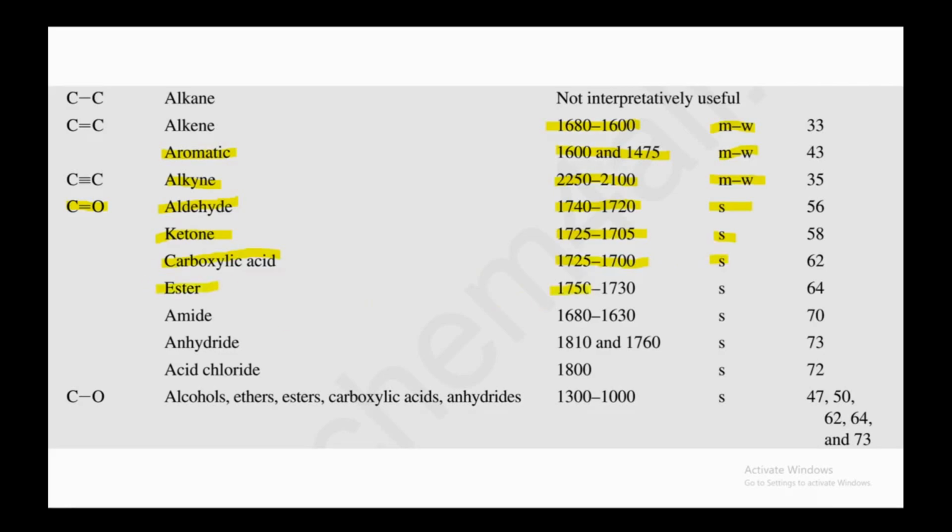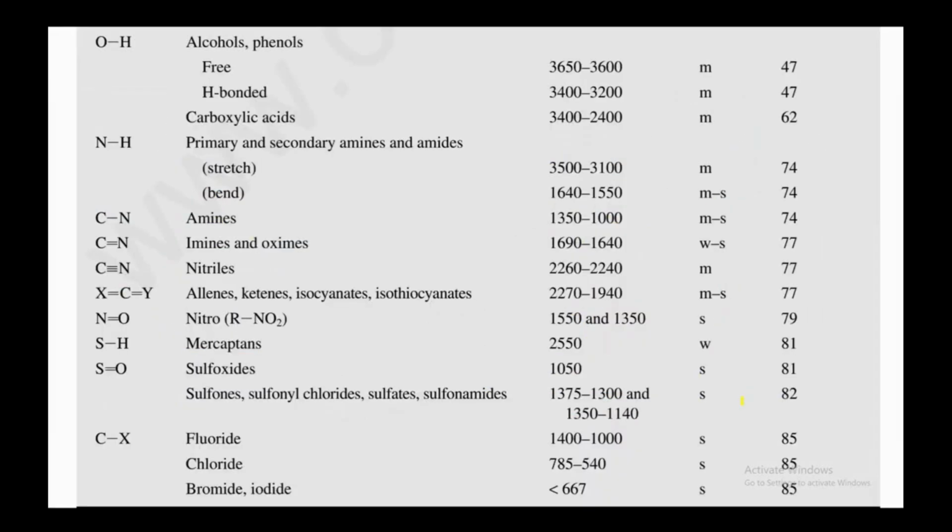Ester gives you a peak around 1750 to 1730. Peak intensity is strong. Amide gives you a peak at around 1680 to 1630. The intensity is strong. Anhydride gives you two peaks, one at 1810 and another at 1760, and the peak intensity is strong. Acid chloride gives you a peak at 1800, and the CO of alcohols, ethers, esters, carboxylic acids, anhydrides, phenols gives you the peak at around 1300 to 1000, and the peak intensity is strong.